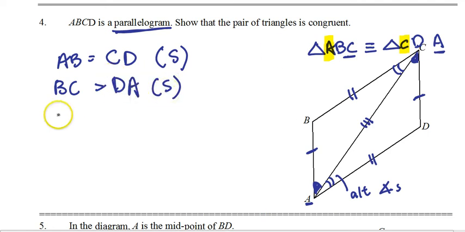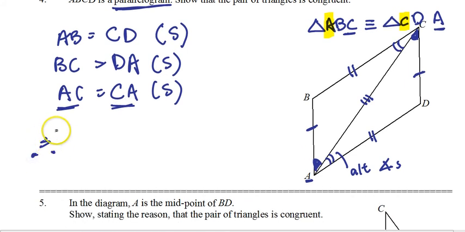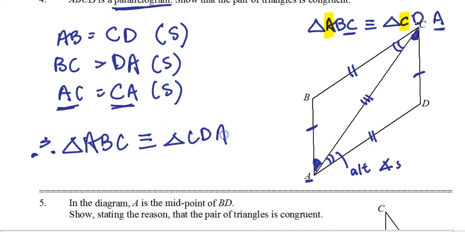And finally, the third side AC here corresponds to the other side CA. You realize that the order I write this is very important. And therefore, we can conclude that triangle ABC is congruent to triangle CDA, and the reason is triple S. For those of you who are more adventurous, you can actually try and prove this. There's another way to prove this using side angle side as well.